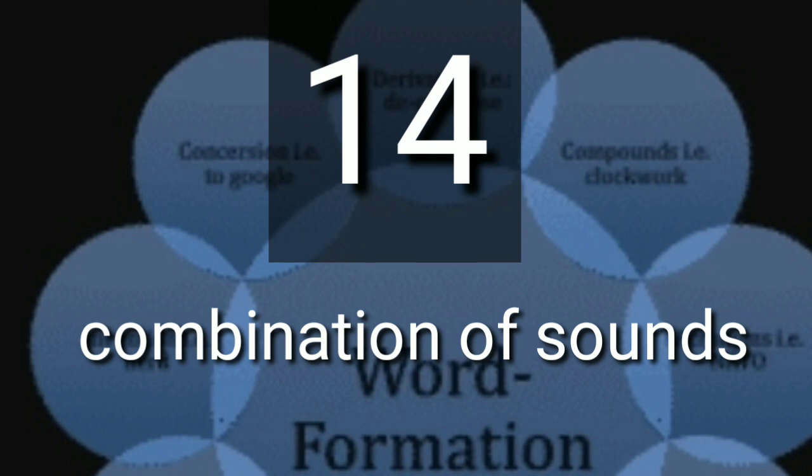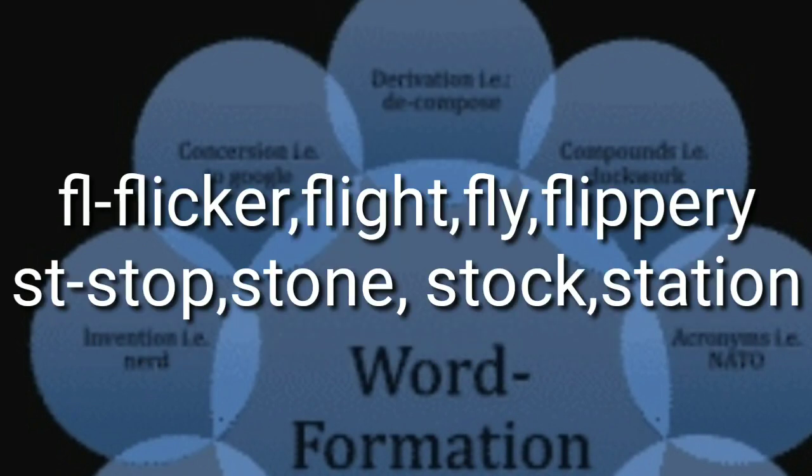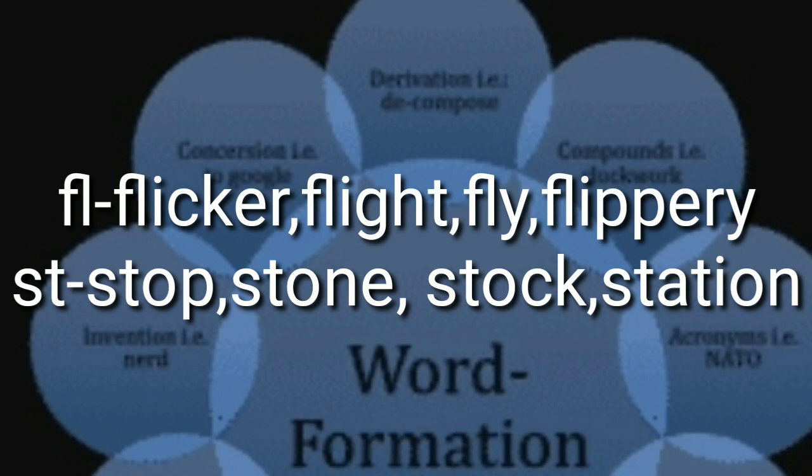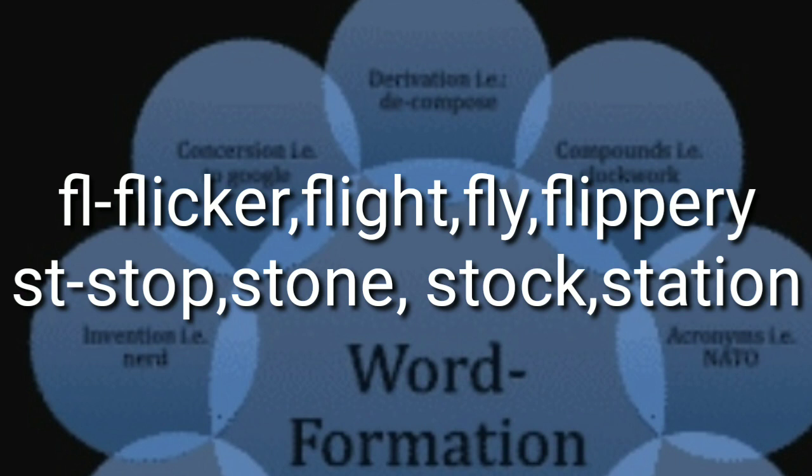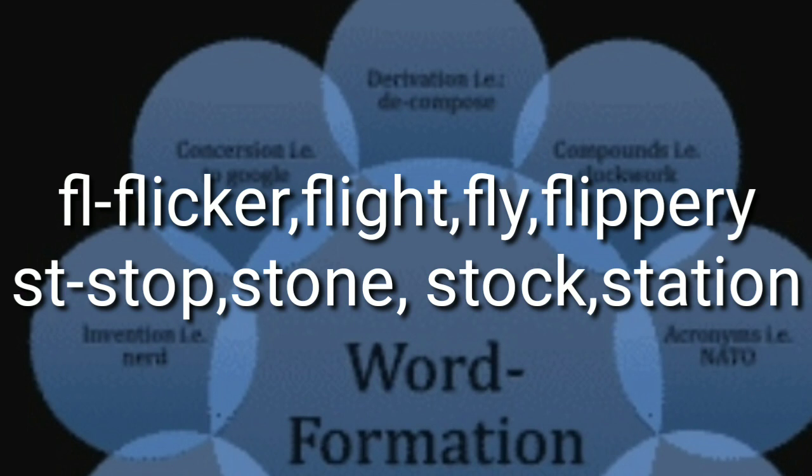14th one, combination of sounds. Some sounds are combined together to form a certain feeling or certain meaning. Let's look at the combination of sounds F and L: flew, flight, slippery, flicker, etc. signifies the feeling of quickness. And the second one, ST, the combination of S and T, suggesting stay, stock, store, stop, stone, stationary, etc., signifying stability and stoppage.